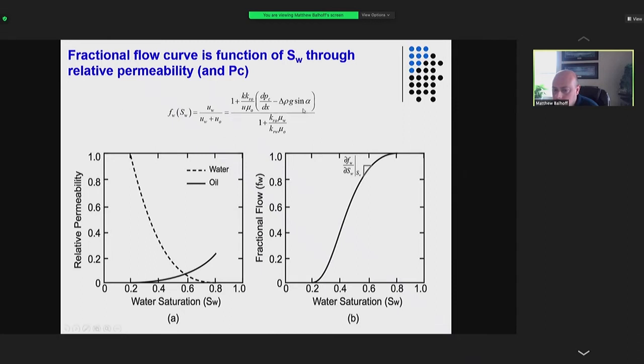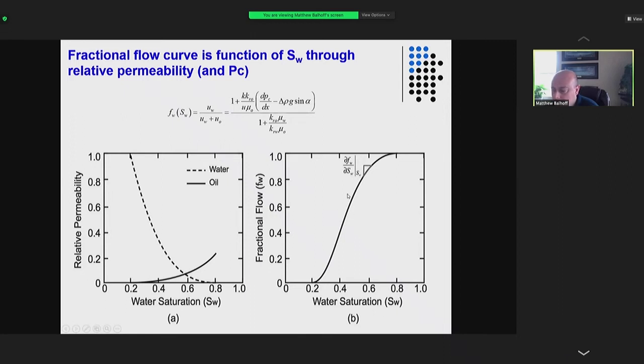Okay. And the shape of this curve is going to depend on a lot of things. And I'm going to show you that in the next couple slides. It'll depend on the mobility ratio. It'll depend on how important gravity is. Those kinds of things. But this is a typical shape of a fractional flow curve.